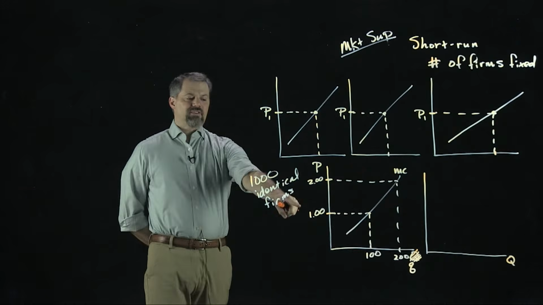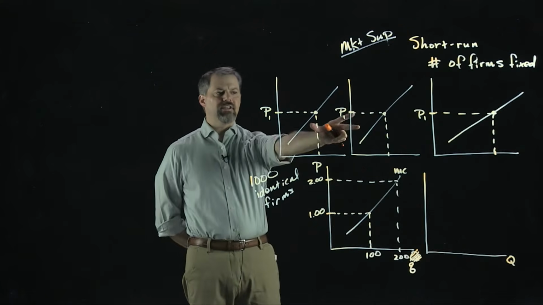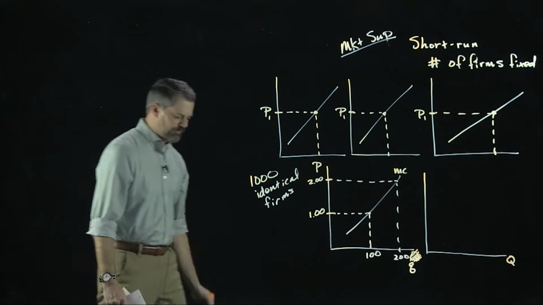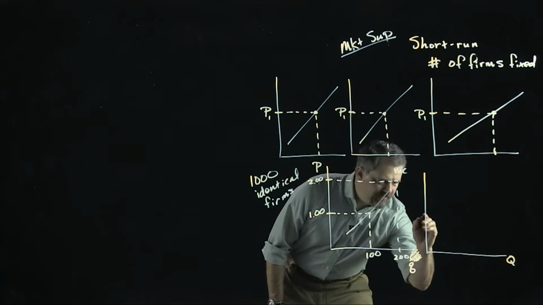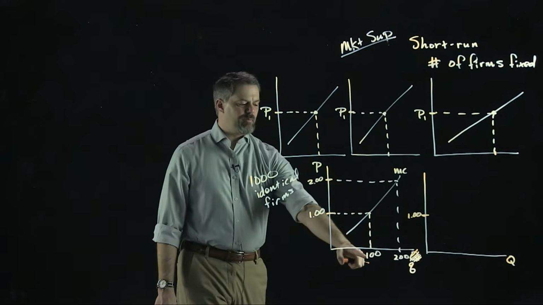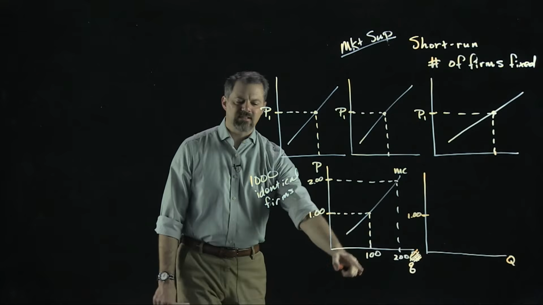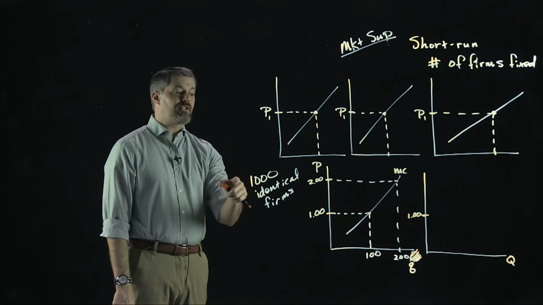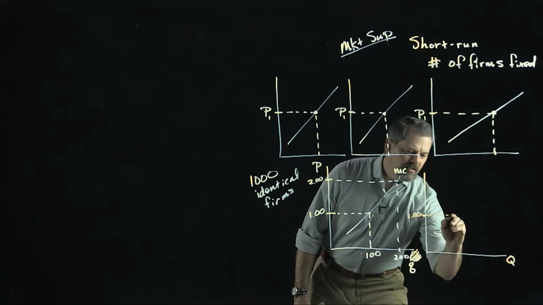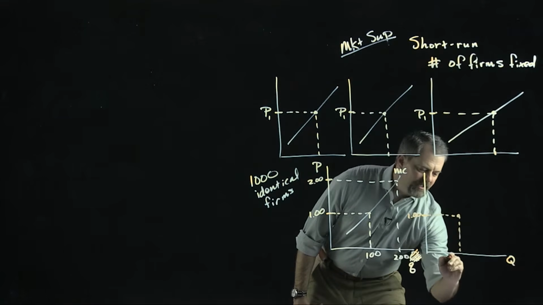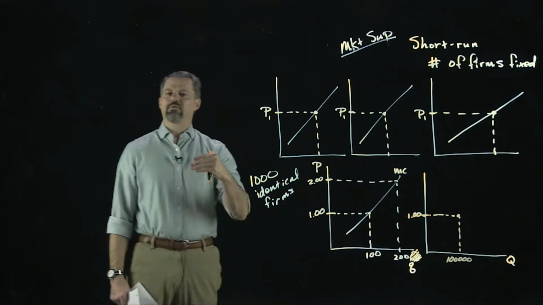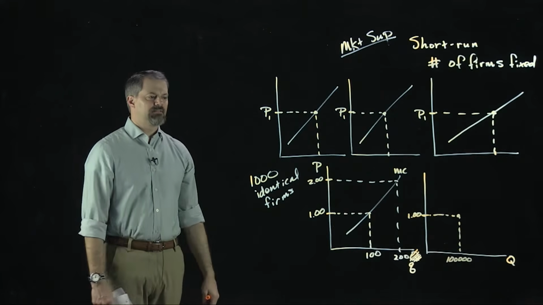If we were to do this picture, we would have 1,000 of these things all set up out here. We don't need to do that because if every firm is identical, that means that at a price of $1, every firm is going to be supplying 100 units. There are 1,000 firms, so the total quantity supplied would be 100,000. So if we go out here, this would be a quantity of 100,000.